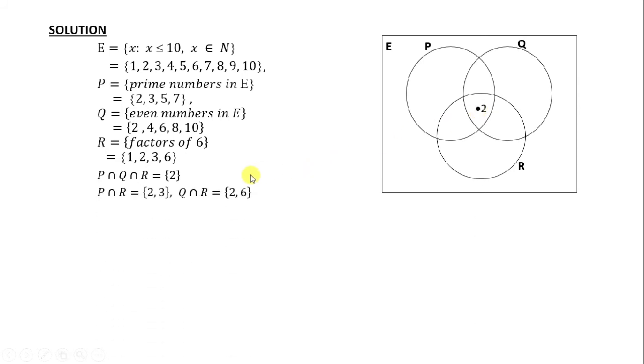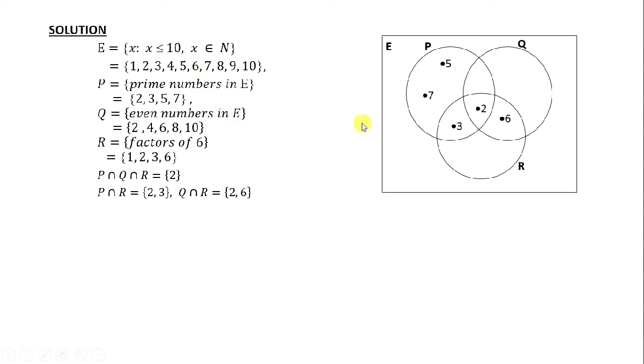Then what is common between P and R only is 3. What is common between Q and R? We have a 6. There's no common element between P and Q. So when you are given a question, it's not always that this place will have to be filled or that one. You just pick the way the question has been given. If there's nothing common, you leave it.